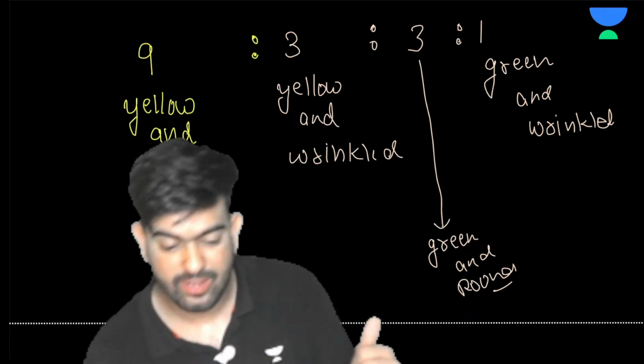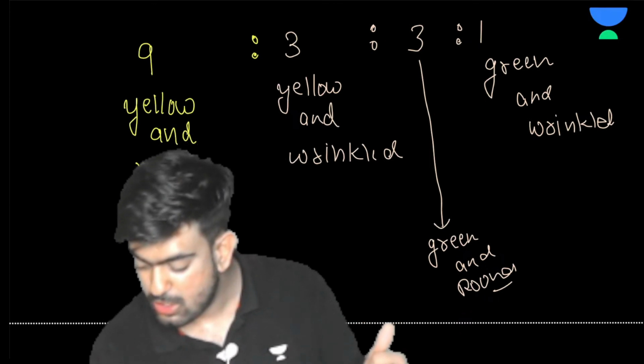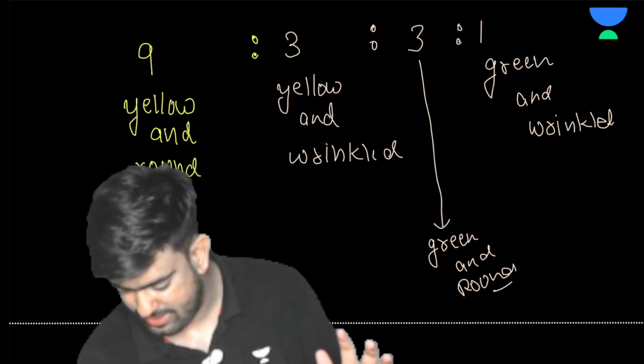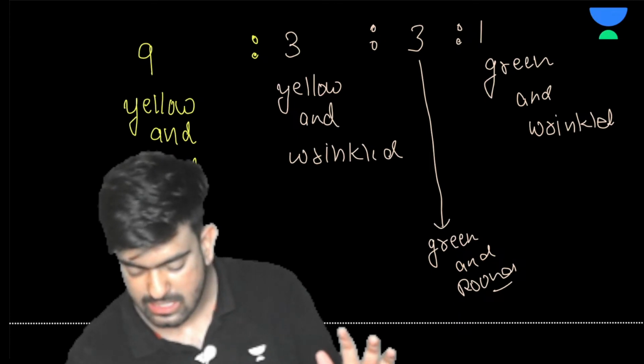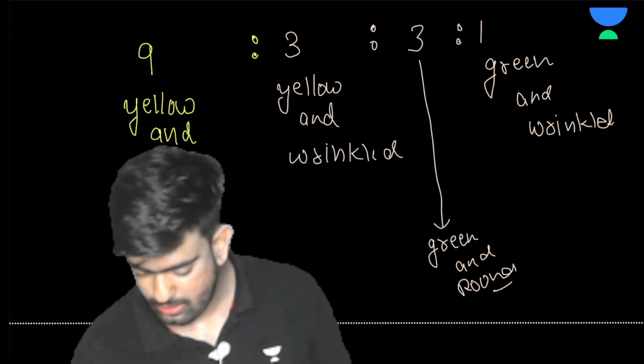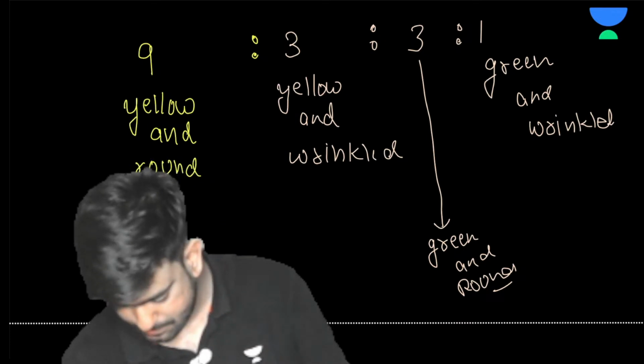Is it clear to everyone? This is known as the law of independent assortment. Clear to everyone? That's very good. Okay, if this is clear, let's do some questions. Let us do some of the questions. Okay, great.